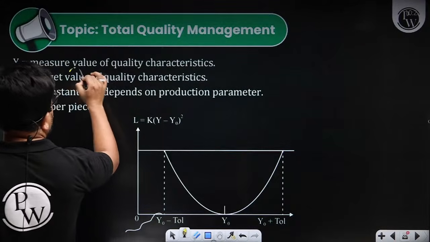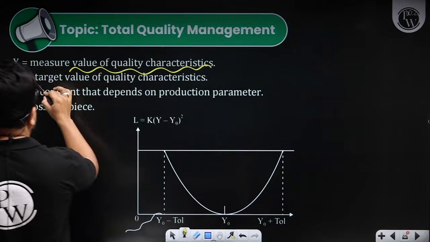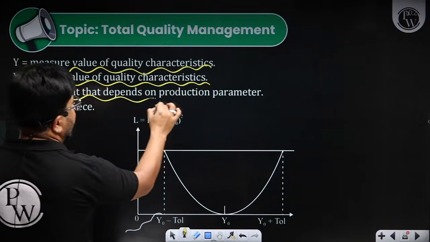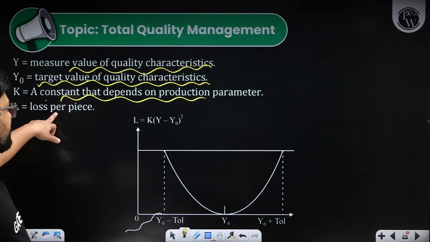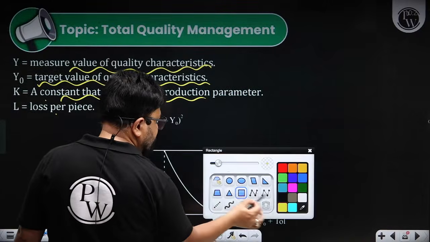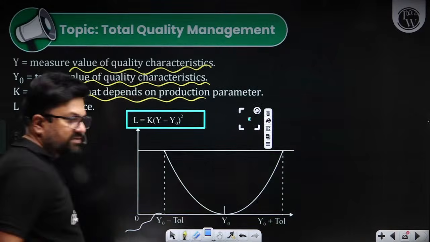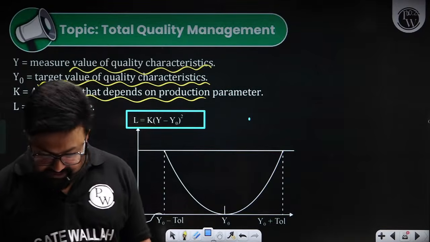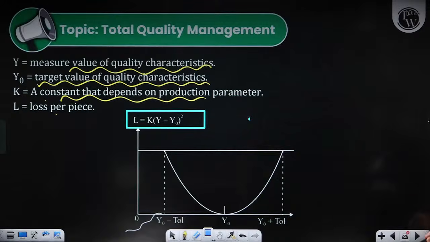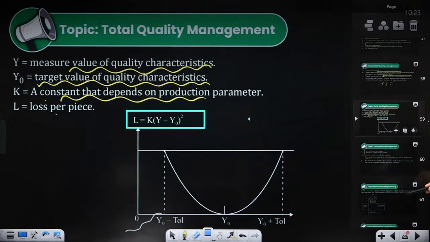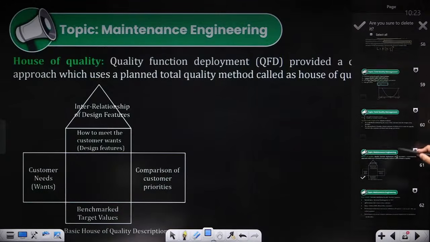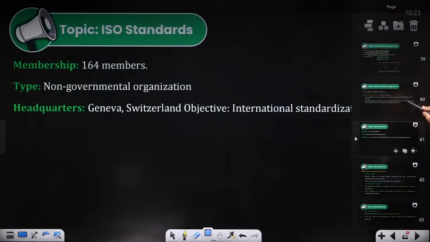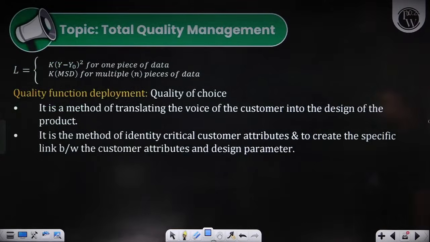Why measure the value of the quality characteristic? Why not the target value of the quality characteristic? K is a constant that depends on production parameters. L is the loss parameter. So remember this Taguchi loss function. A numerical may not come on this function, but you need to remember it.